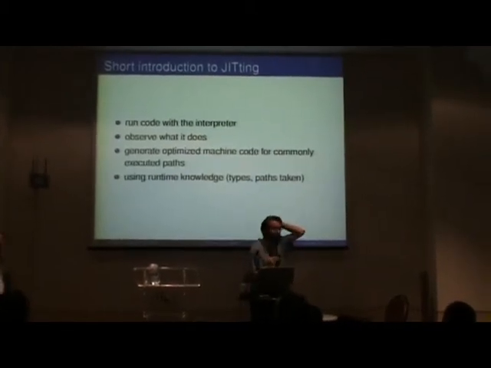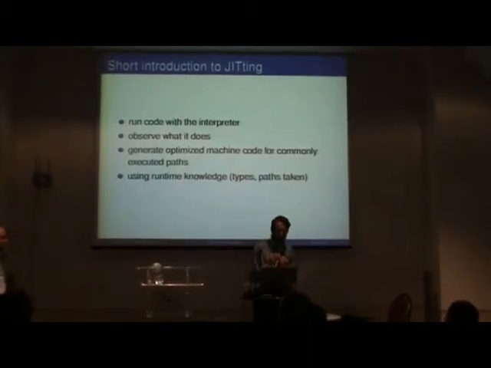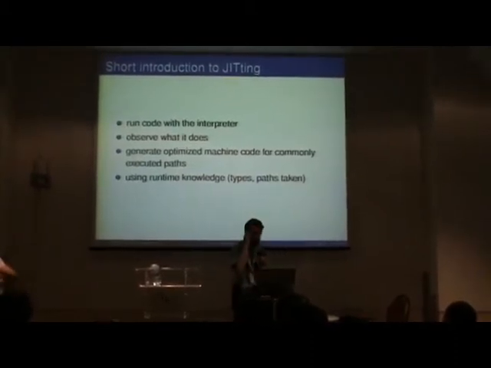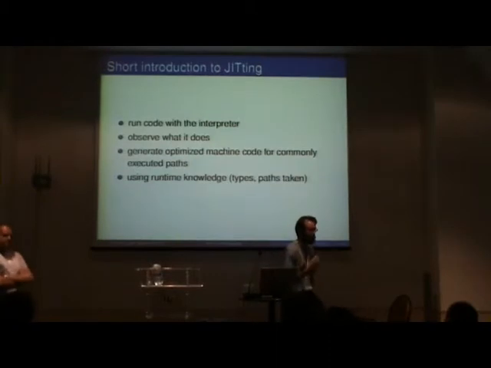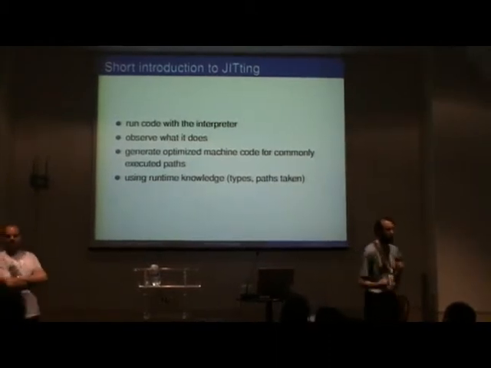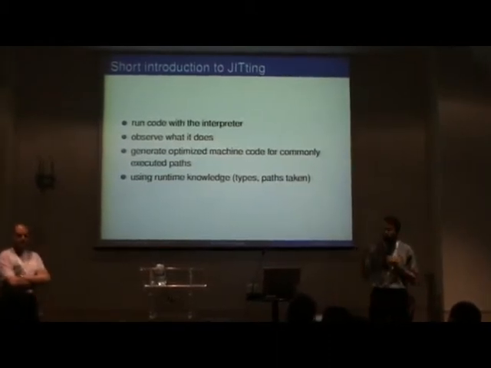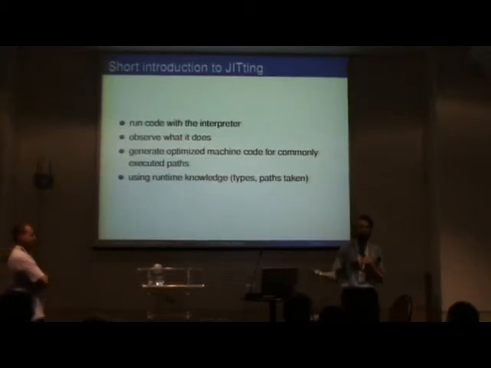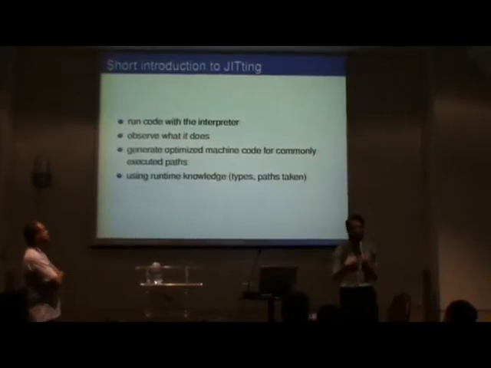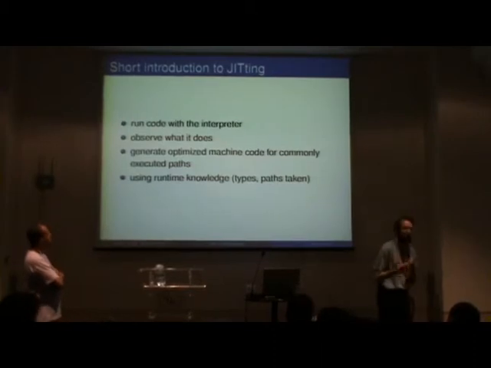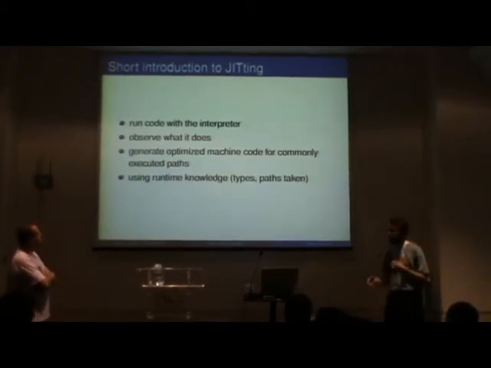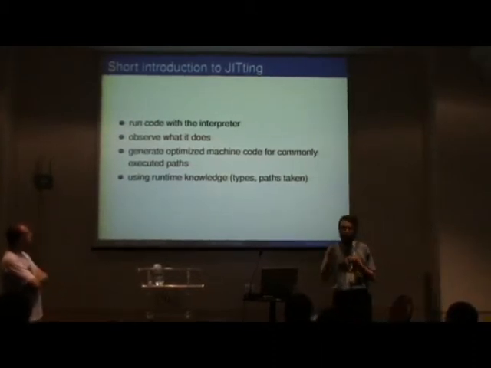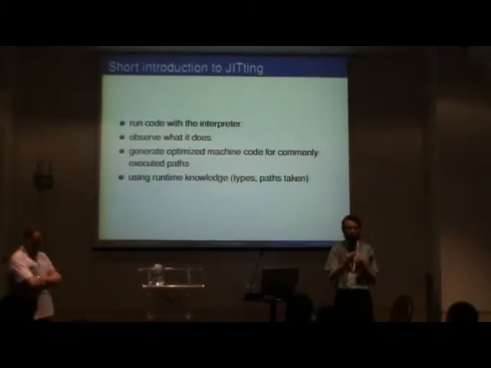How does the JIT compiler work? Well, the basic idea is that when you start your program, you run it with the interpreter normally, and then when the JIT compiler notices that your interpreter is repeatedly interpreting the same function or the same loop in the function or something like that, then it will compile this part of your program into machine code.